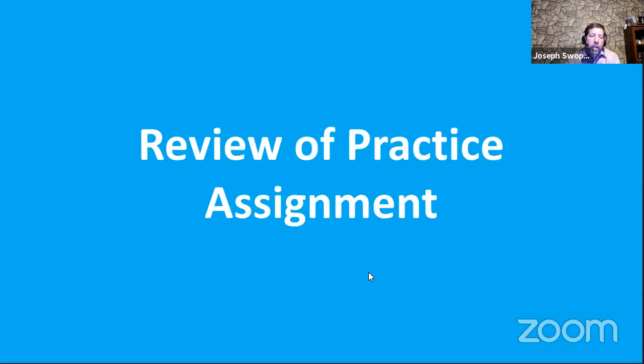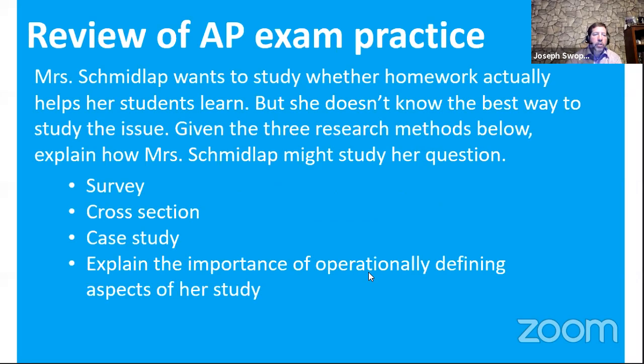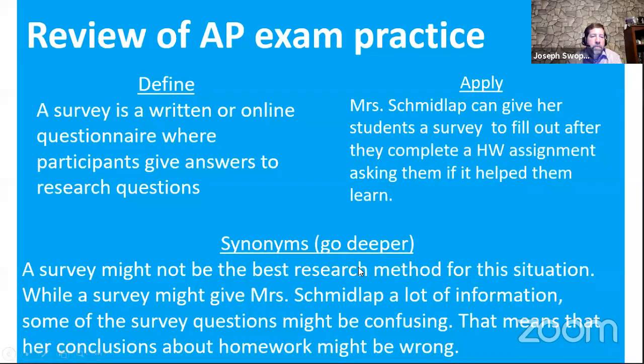Let's look at where we left off yesterday with our good friend, Mrs. Schmidlap. If you remember, Mrs. Schmidlap wants to study whether homework actually helps her students learn, but she doesn't know the best way to study the issue. Given the three research methods below, explain how she might study her question. So again, our three things we talked about yesterday were survey, cross-section, and case study. What we're going to talk about today is experiment.